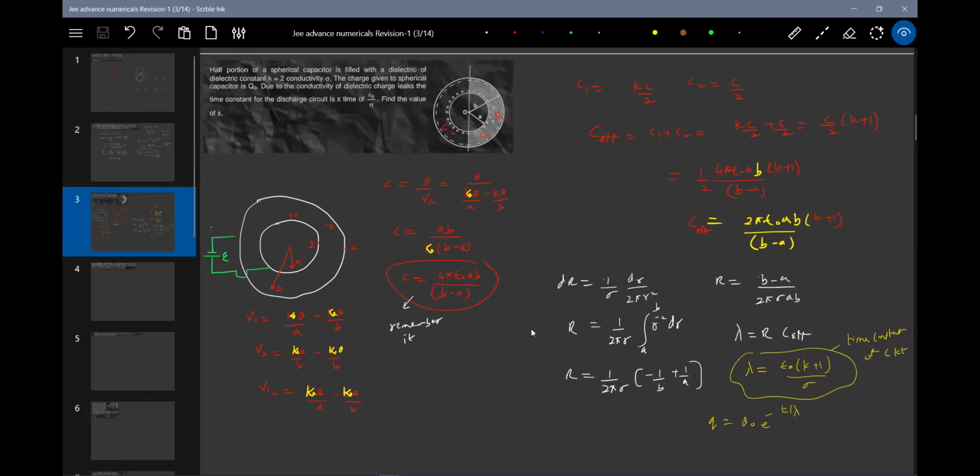Could you explain why you have taken 2 pi R square, sir? 4 pi R square is the surface area of a sphere. Only half of it is where the conduction will take place. So 2 pi R square. Okay, sir.